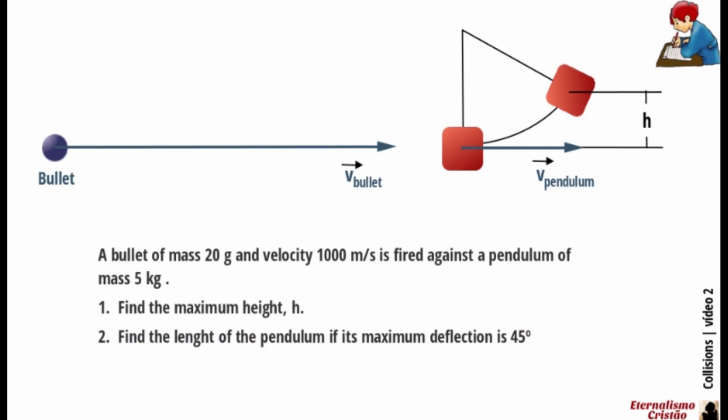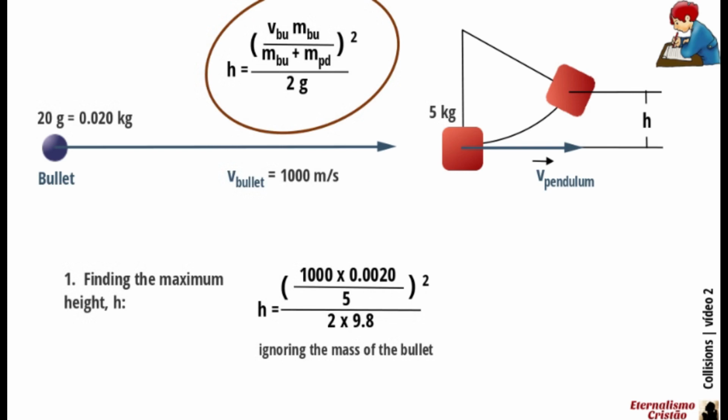Please, try this question. A bullet of mass 20 gram, and velocity 1000 meters per second, is fired against a pendulum of mass 5 kilogram. Find the maximum height, h. Find the length of the pendulum if its maximum deflection is 45 degrees. Just insert values in the formula.